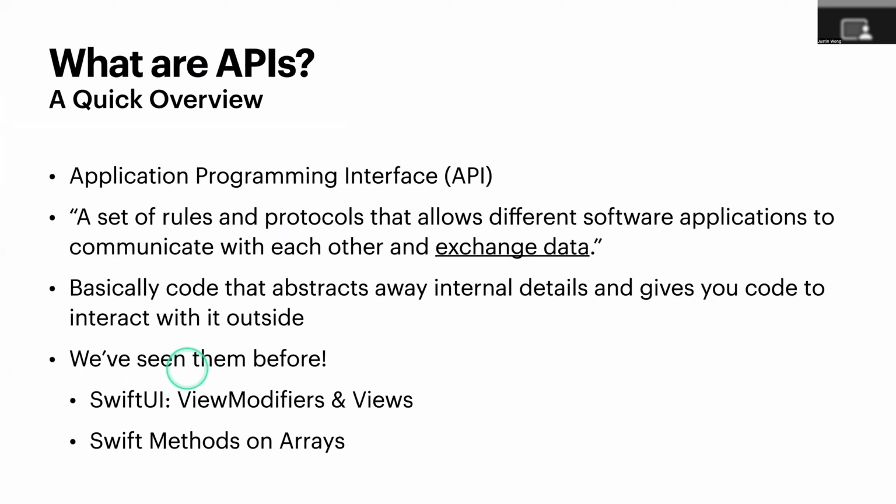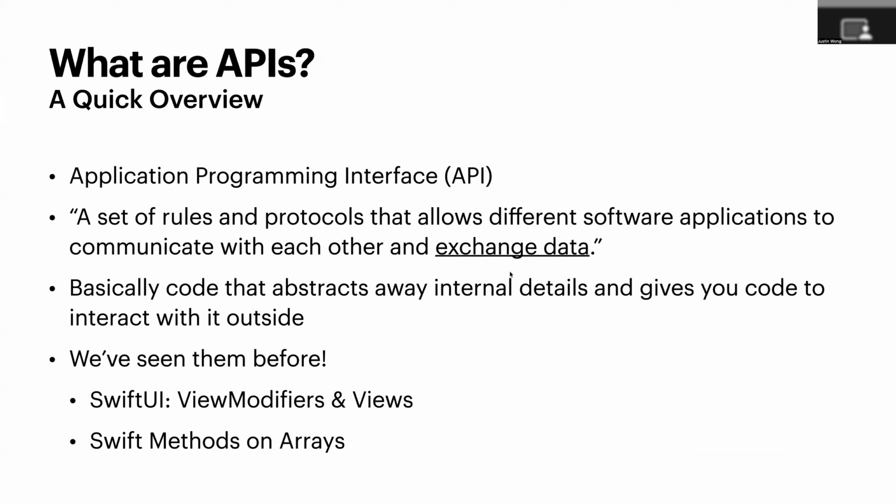So APIs stand for Application Programming Interface, and it simply states a set of rules and protocols that allow different software applications to communicate with each other, and most importantly, to exchange data. It's basically code that abstracts away some of the internal details that a function does, and it gives you an endpoint where other people, your app, whatever, can interact with it from the outside. Okay, and we've seen them before.